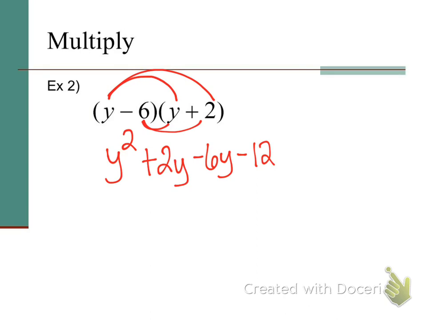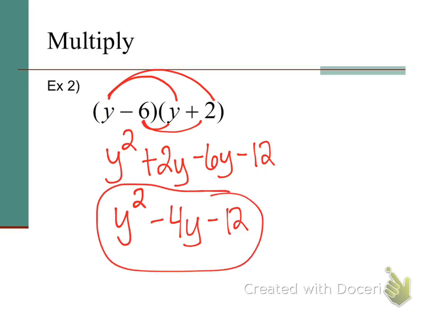Okay. Then after we distributed, we combine like terms. Again, our like terms are in the middle for us. So the y squared stays the same. 2 minus 6, so it's a negative 4y in the middle. The minus 12 isn't changing, so it stays on the end. Nothing else can be combined. We've got it in decreasing order of exponents, so we are done with number 2.